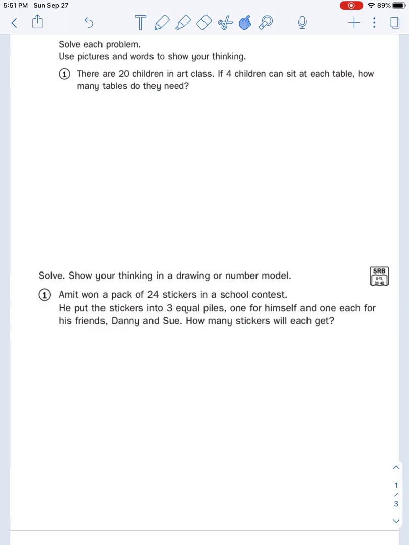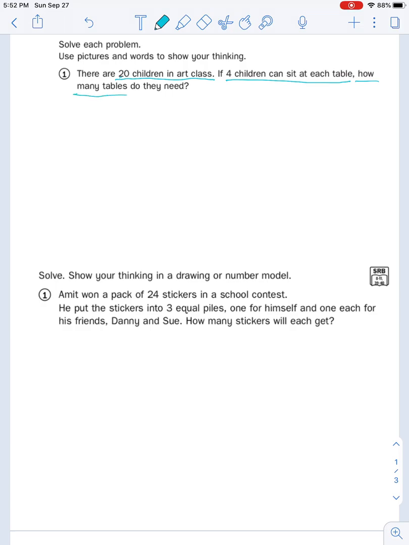Okay, there are 20 children in art class. If 4 children can sit at each table, how many tables do they need? Okay, so first I'm going to make my plan by underlining the important details that I'm going to use in my problem. I see that there are 20 children in art class. That tells me what the total is, so that's a really important number. It says if 4 children can sit at each table, how many tables do they need? Okay, so 4 children at each table. And then, of course, the question, how many tables do they need?